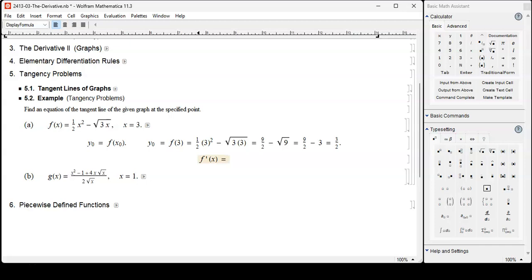Next, the derivative computation. Remember, the derivative is the slope of the tangent line. We are looking for the tangent line here, so to get the slope of the tangent line, we have to do the derivative computation. So let's find the derivative.